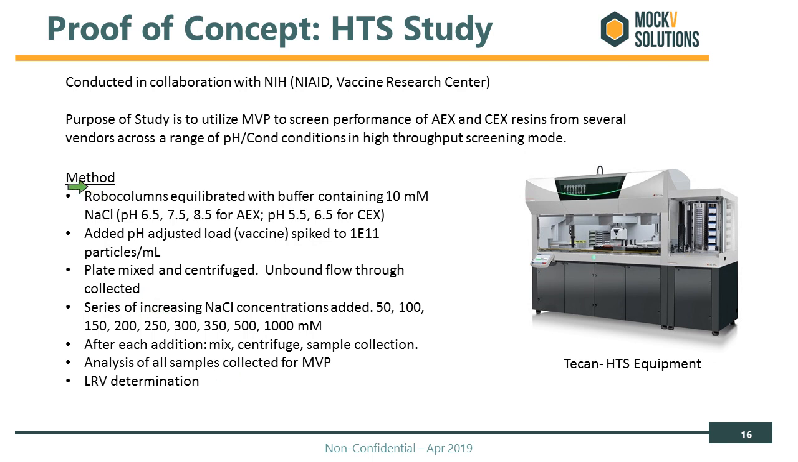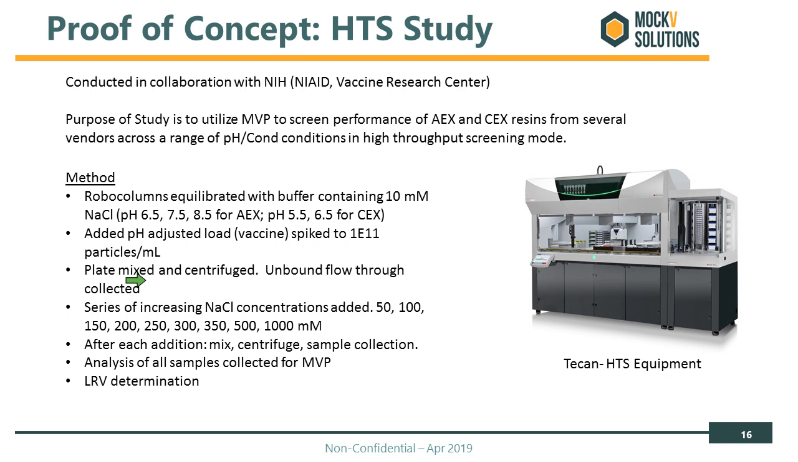Briefly, robocolumns of each of these vendors' resins were equilibrated with low ionic strength buffer at different pHs: slightly neutral for anion exchange, and slightly acidic for cation exchange resins. The spike load was created from one of the vaccine center's candidates, spiked with our MVP to a concentration of 1e11 particles per mL in these adjusted loads. After adding these to the robocolumns, the plates were mixed and centrifuged.